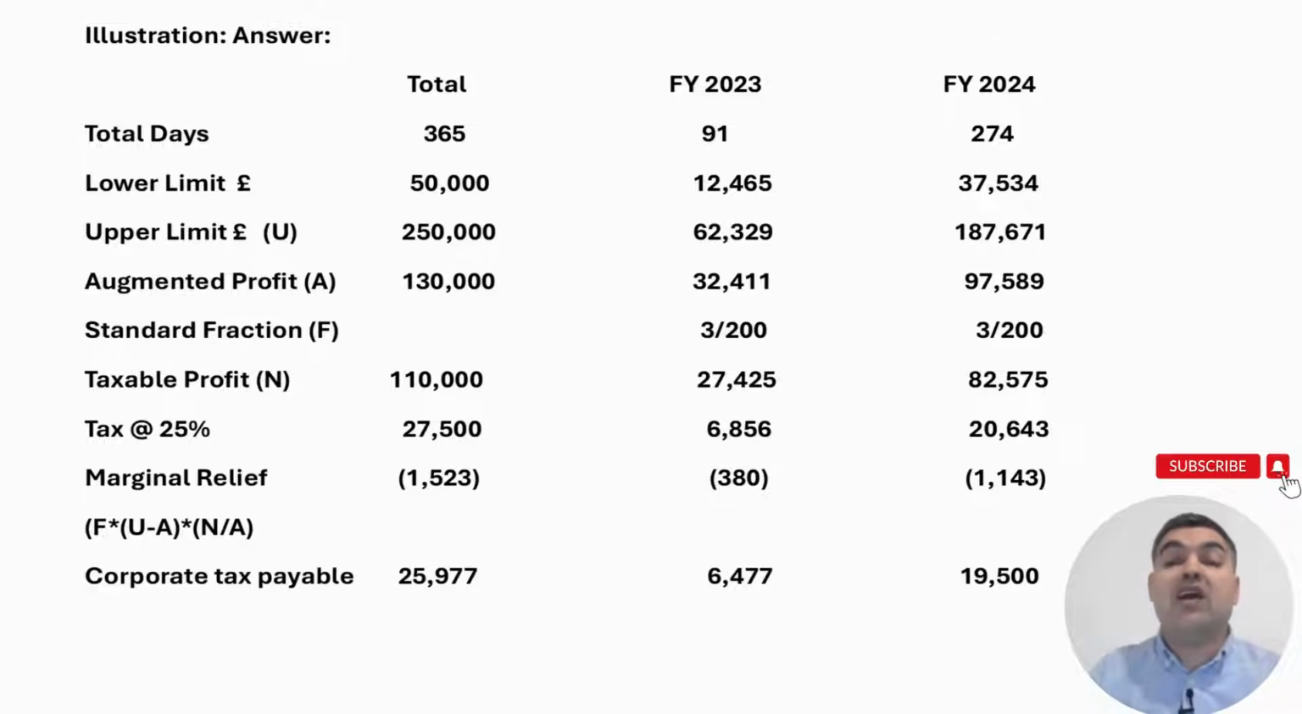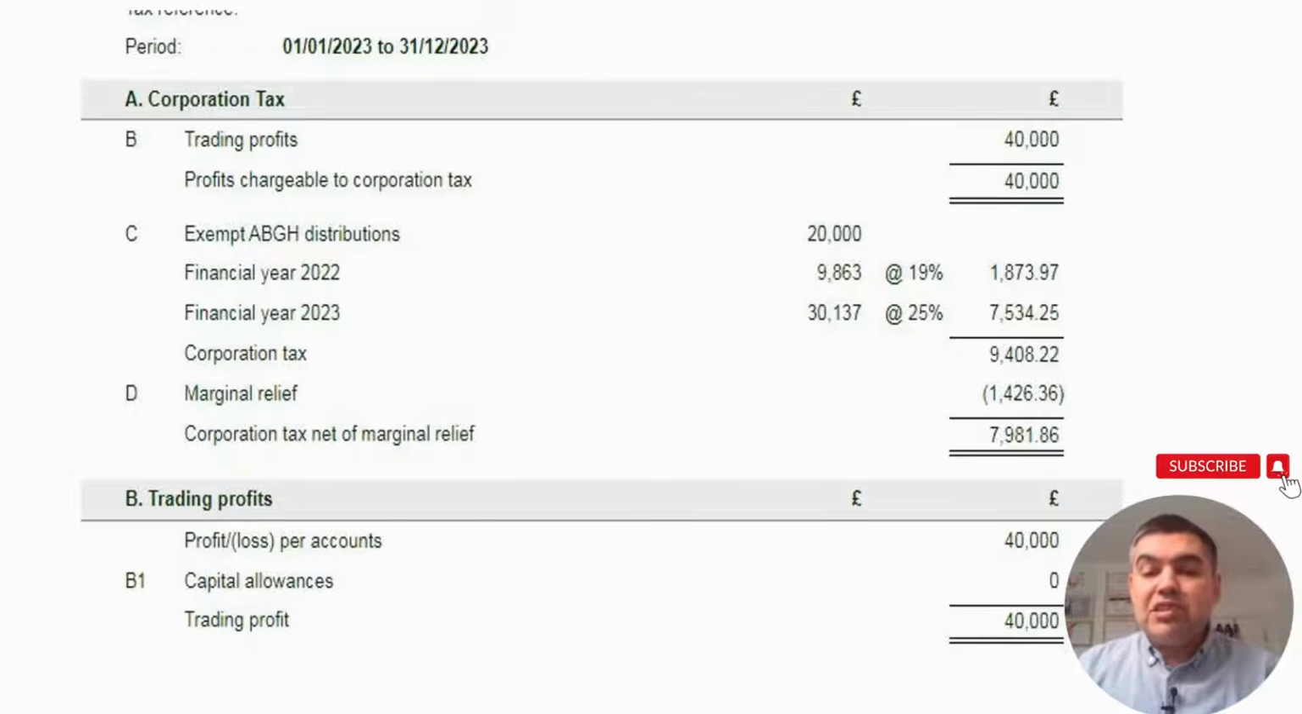If you follow this layout, definitely you can do very well. Now, here's a company where the accounting period began on 1st of January 2023 and ended on 31st December 2023. It's a very interesting example with a trading profit of 40,000 and they receive a dividend of 20,000.